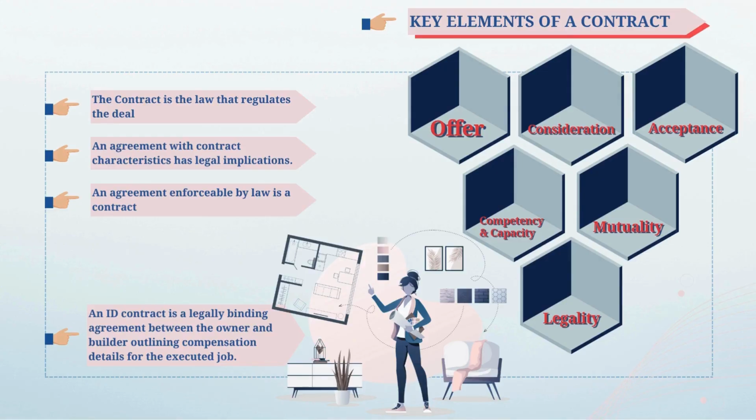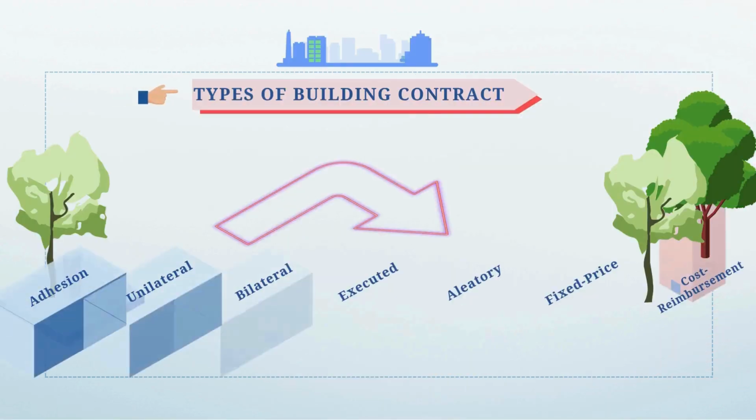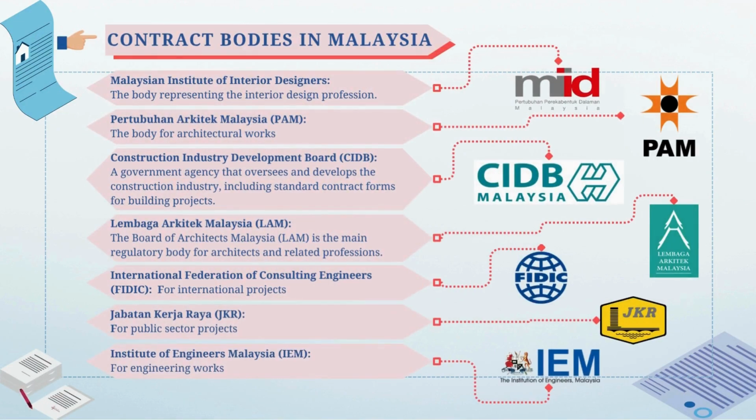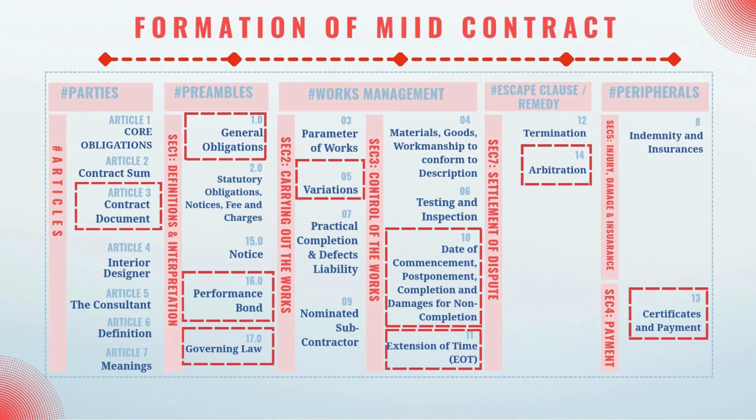The key elements of a contract are form, consideration, acceptance, competency and capacity, mutuality, legality. The types of building contracts are these: unilateral, bilateral, executed, executory, fixed price, cost reimbursement. The contract bodies in Malaysia are MIIT, PAM, CITB, LAB, FITSC, JKR, IEM. Formation of MIIT contract. In this video, we are going to highlight these points.